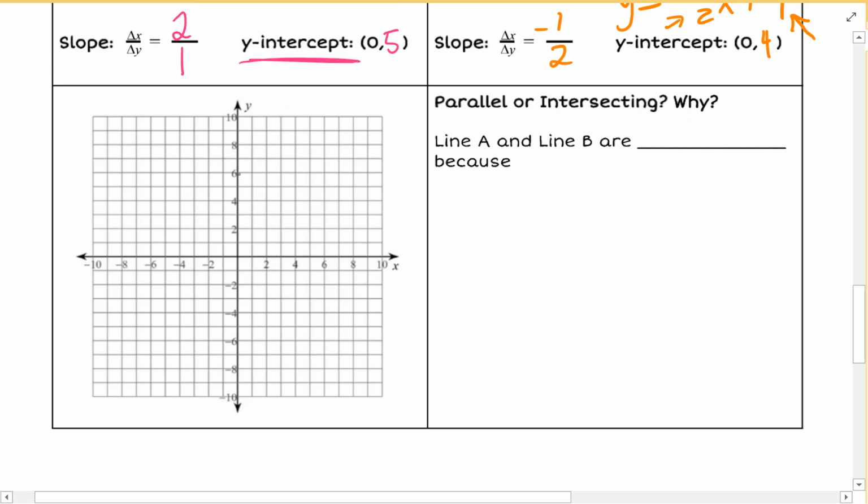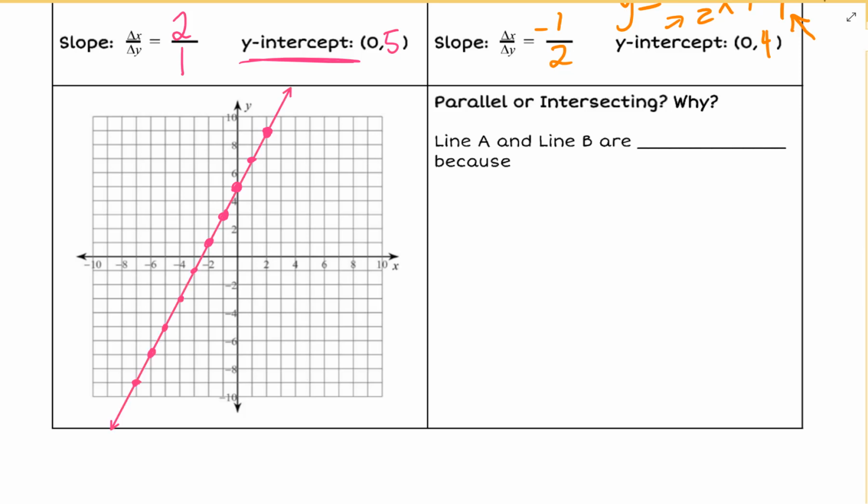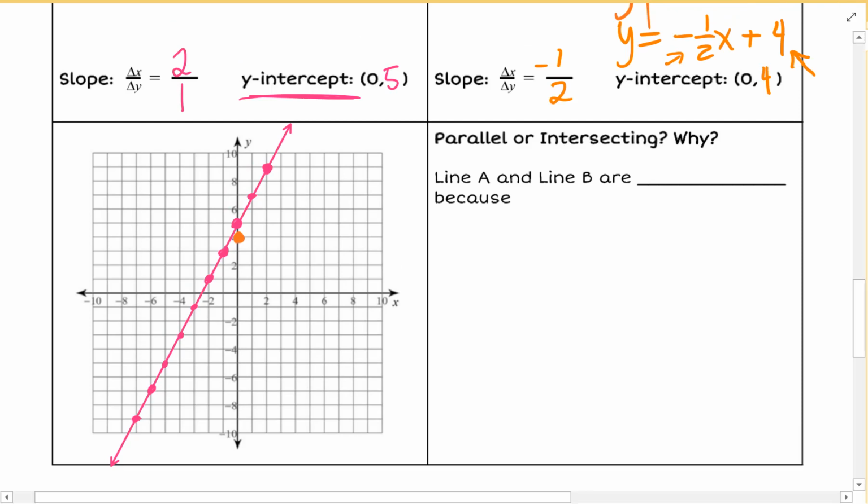Y-intercept of 5, and then the slope is 2, so I'm going to go up 2 over 1, and then continue. The y-intercept of line B is 4, and our slope is negative 1 over 2, so I'll go down 1 over 2, and I'll also go in the other direction, so up 1 to the left 2.